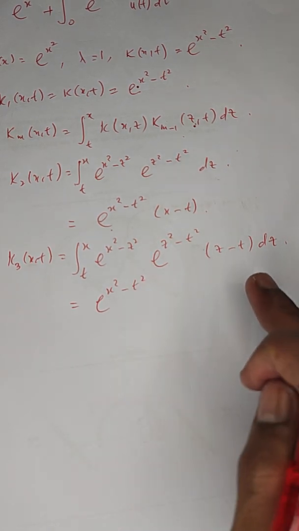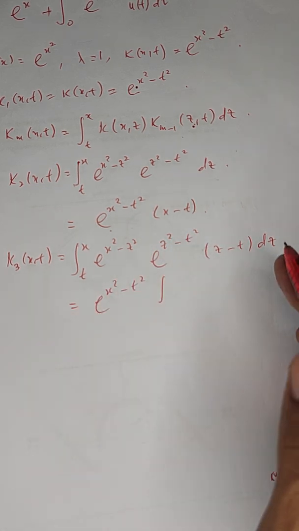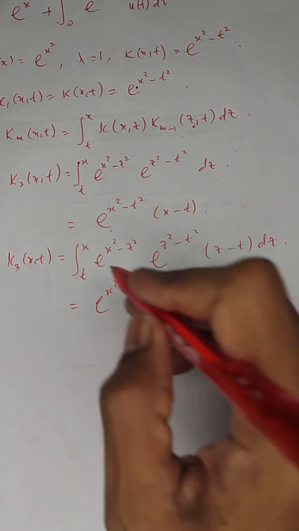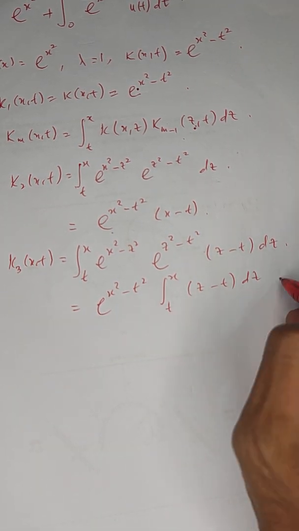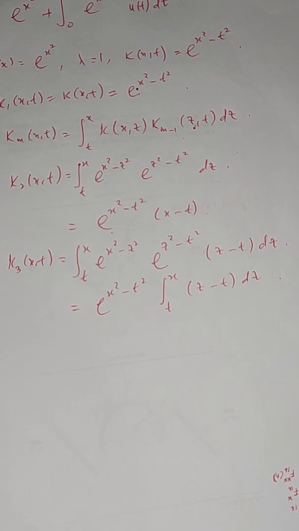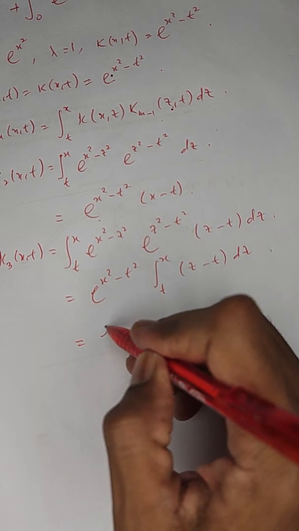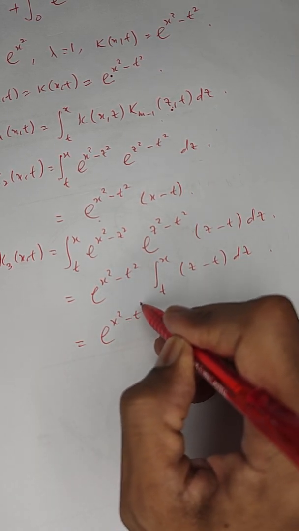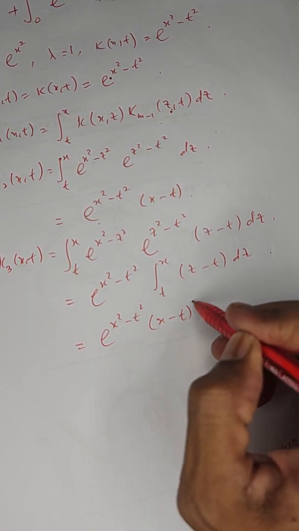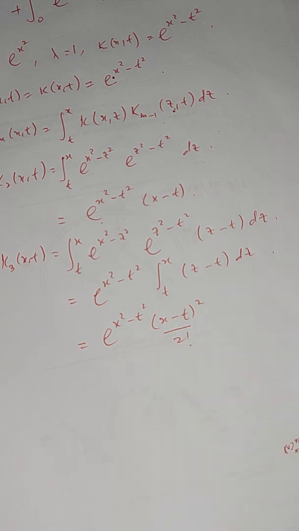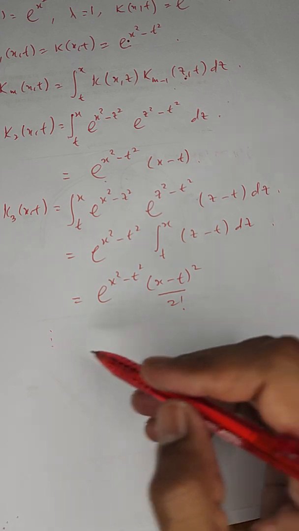And then we integrate from t to x of (z - t) dz. So not difficult to show this. Again, from there we have e^(x^2 - t^2) times (x - t)^2 over 2 factorial, and so on until you get the m-th term.